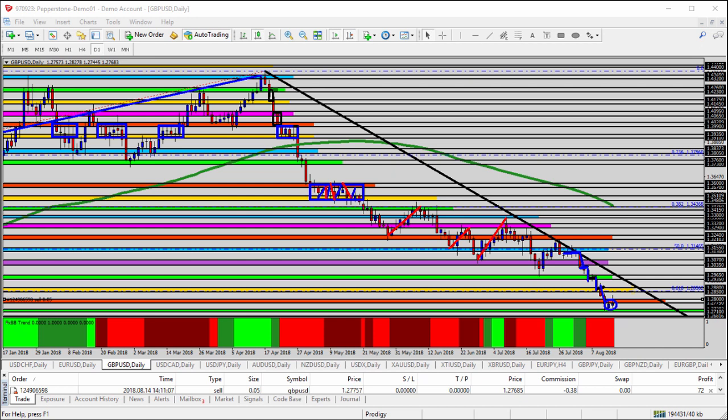Today we're looking at the GBPUSD, Great British Pound versus the US dollar. For today's trade analysis, we're looking here at the daily time frame first. The trend has been down. You can see that here with the long black trend line. Trend has been down for quite some time.